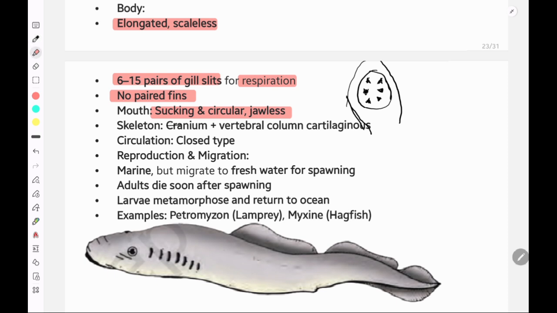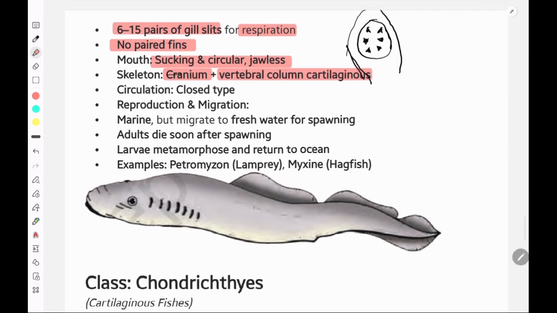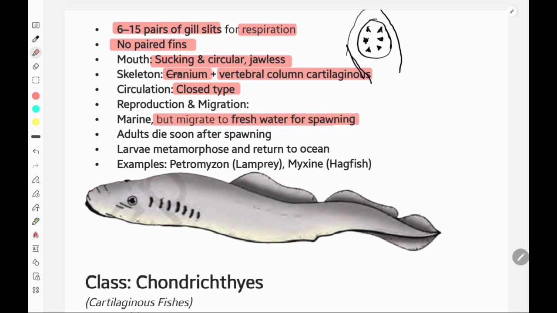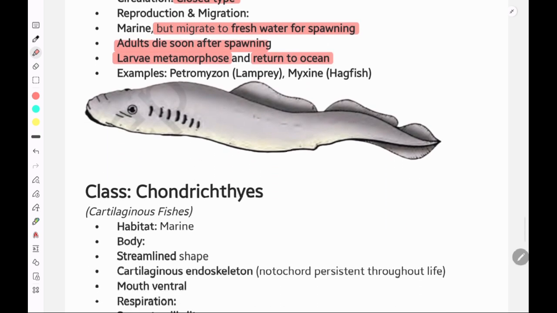In the skeleton they have a cranium and vertebral column which is cartilaginous. Circulation is closed type. As for reproduction and migration, they are marine, but migrate to fresh water for spawning, meaning for mating. Adults die soon after the mating. The larva metamorphoses and returns to the ocean. Examples are Petromyzon and Myxine, also known as hagfish.